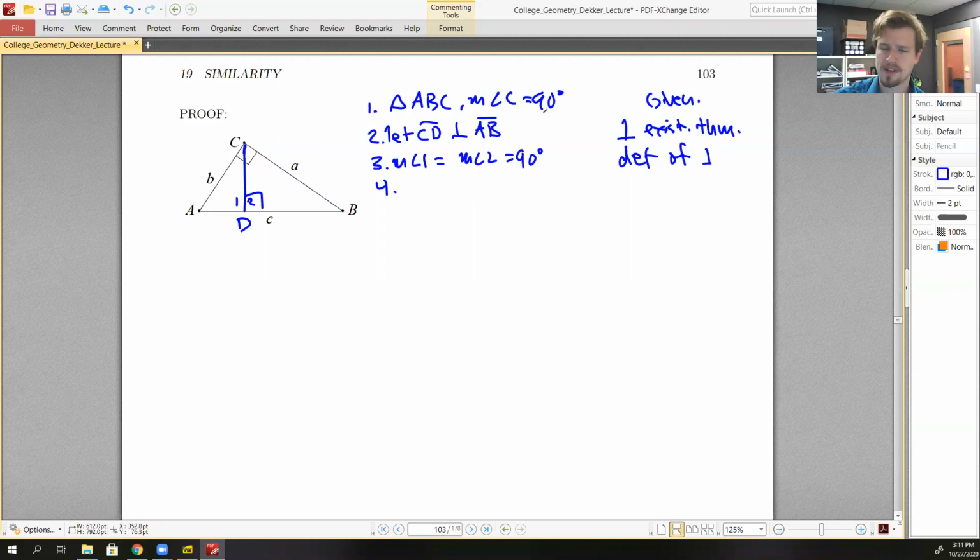We already said that the measure of angle C is 90 degrees. So by the transitive property of equality, the measure of angle 1 and the measure of angle 2 are both equal to the measure of angle C by the transitive property of equality.